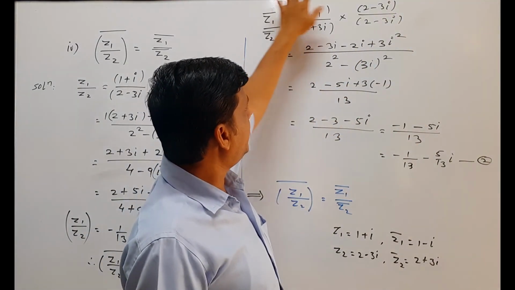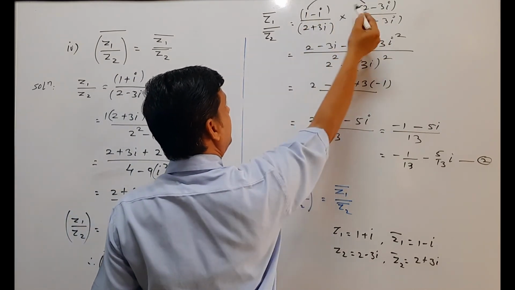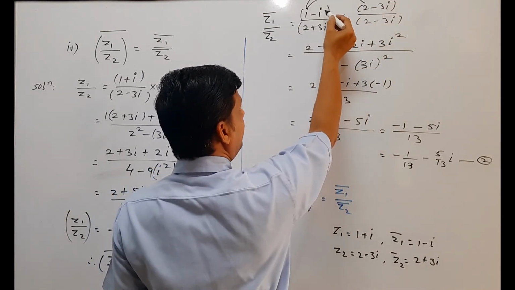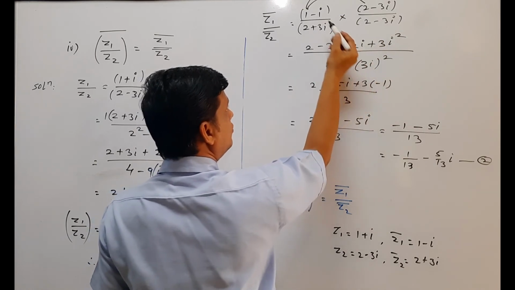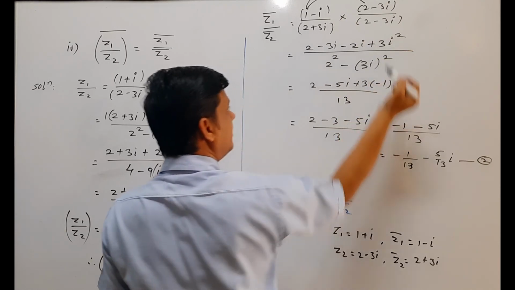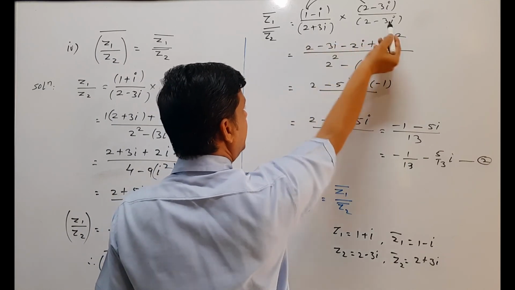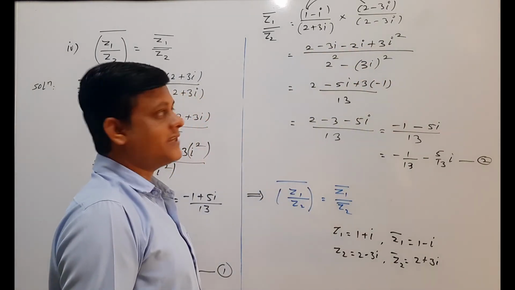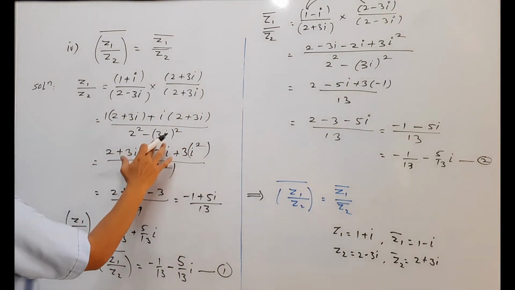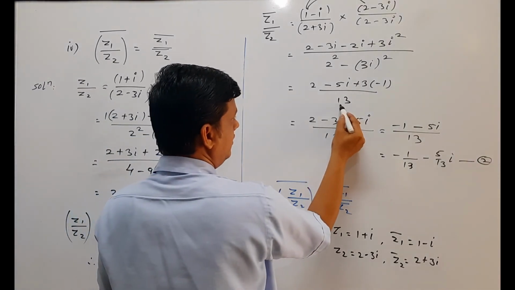So we multiply numerator with numerator. 1 into 2, we get 2, 1 into minus 3i, we get minus 3i. Then multiply i to this 2, so we get minus 2i, plus minus minus gets plus 3 into i square. For the denominator we use the form a plus b, a minus b, that is 2 square minus bracket 3i square. We already calculated the value of this as 13. So we directly write here the denominator as 13.